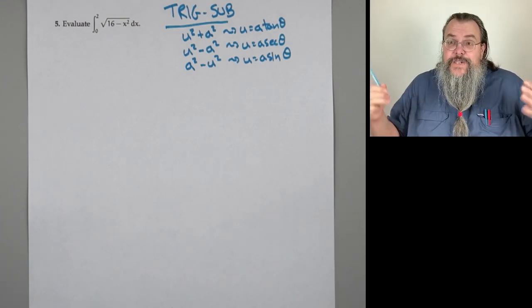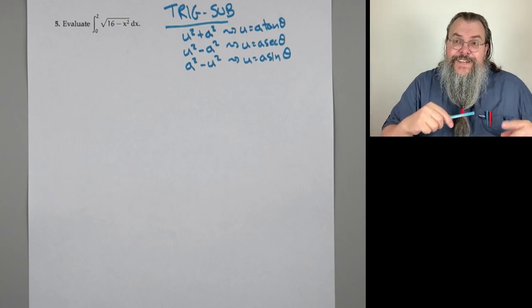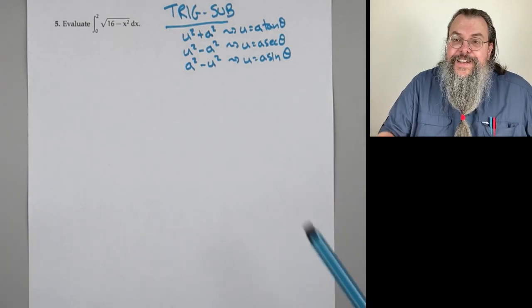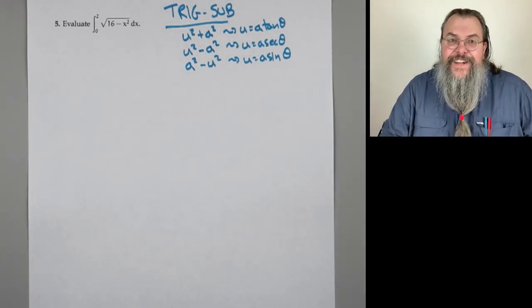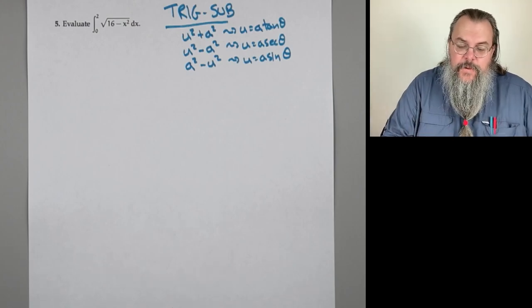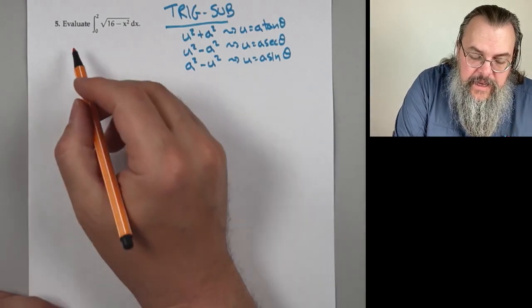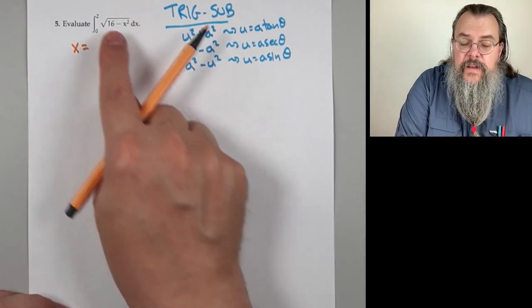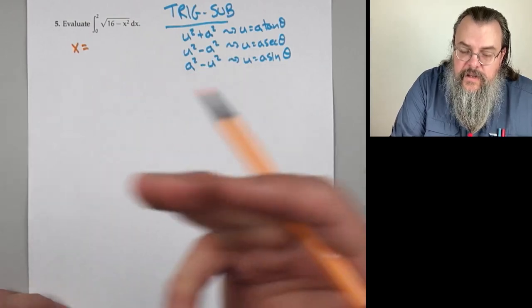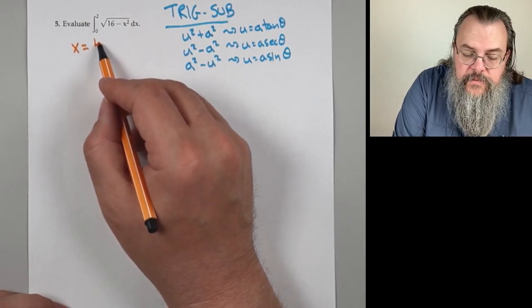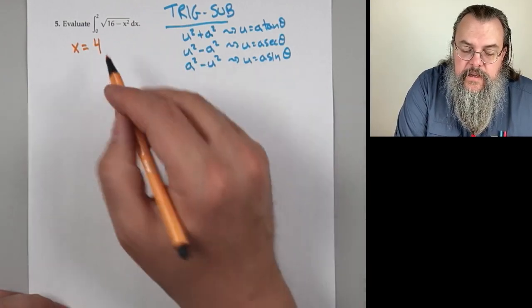Now, which setting are we in? That's right, we saw it: sine. Yes, it's sine. Wonderful. Okay, so here's our plan. We're going to say our variable is x, and we're going to set it equal to, in our case, the square root of 16, which is 4. So 4 is our a, and x equals 4 sine theta.